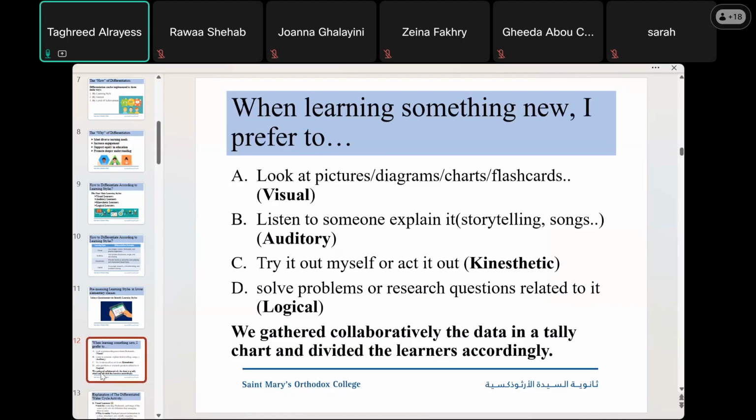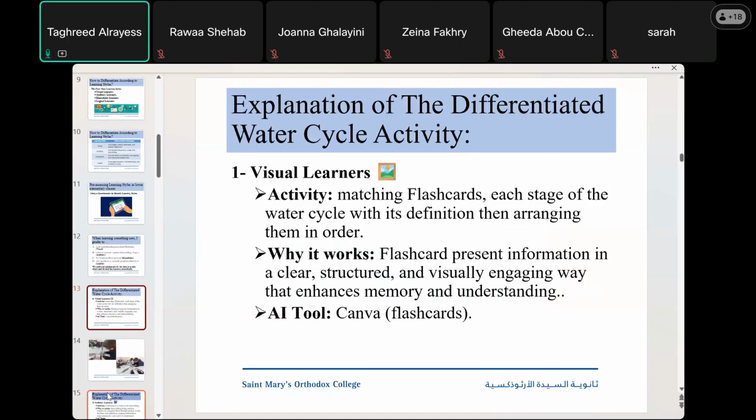We gathered the information, we gathered the data in a tally chart, and we divided the learners accordingly. Now, for those who chose to be visual, we prepared an activity using flashcards.